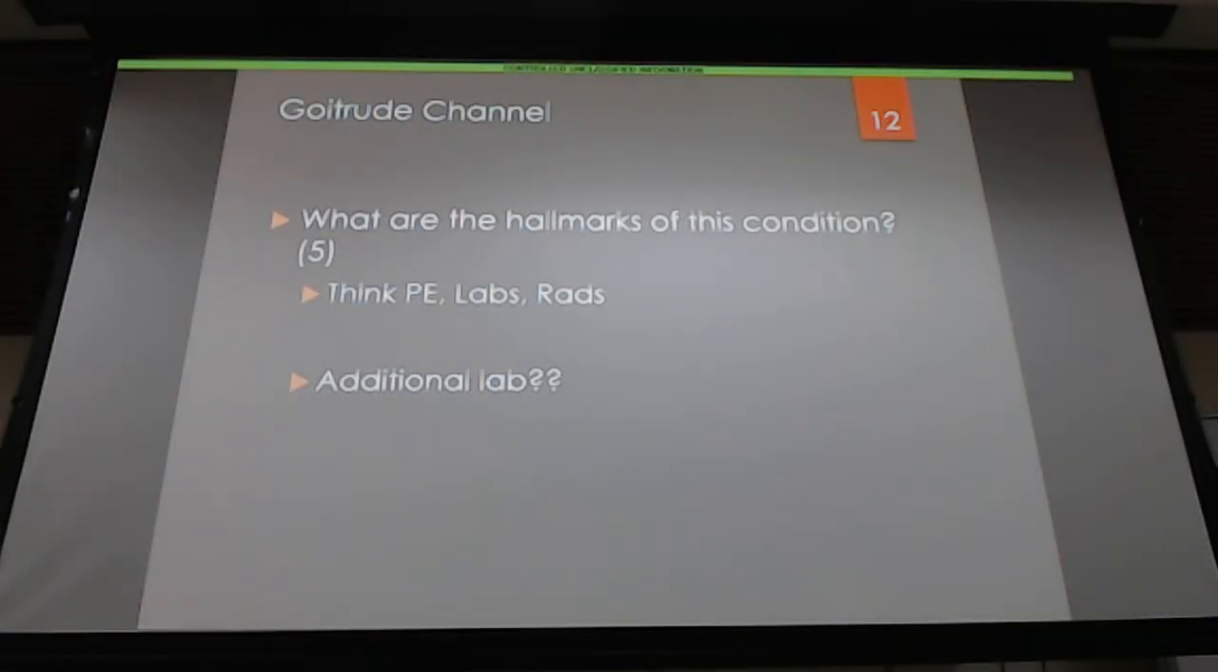Okay, so hallmarks, I guess I gave you the hallmarks of the condition, right? T3 is much higher, right, than it would be in thyroiditis. We talked about the RA scan. Think physical exam. What would someone with Graves have on physical exam?